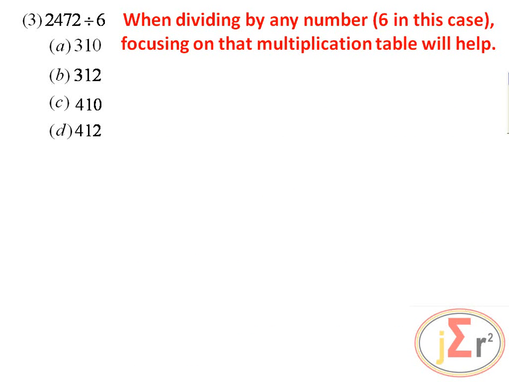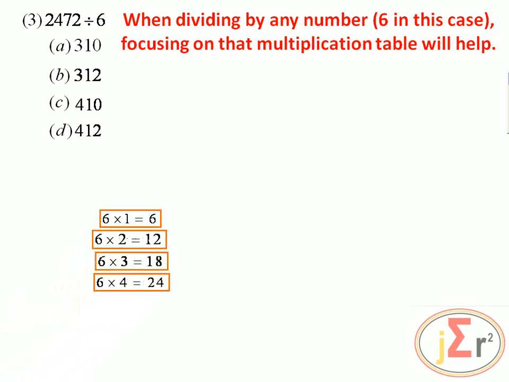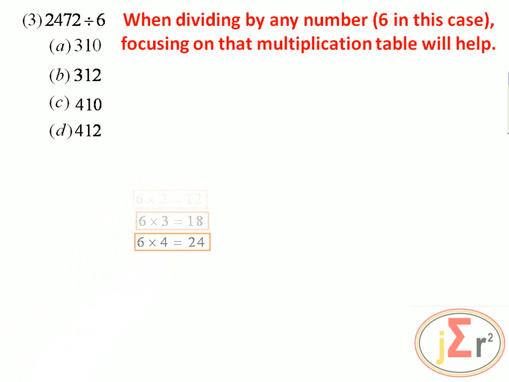When dividing by any number, we are dividing by 6 in this particular case, focusing on the multiplication table will help. We are dividing by what in this case, Jerry? 6. So what multiplication table should we pay attention to? 6 times. Right. So let us put that down. There we have our 6 times tables, just a few of them, and they are all gone. Why are they all gone? Because I do not want you to be dependent on something on the screen when you should be all sharp on your multiplication tables.